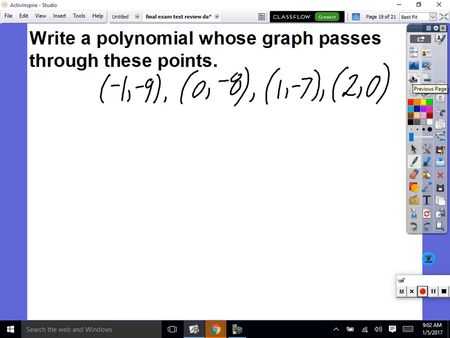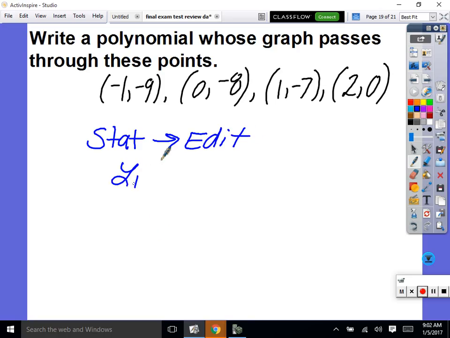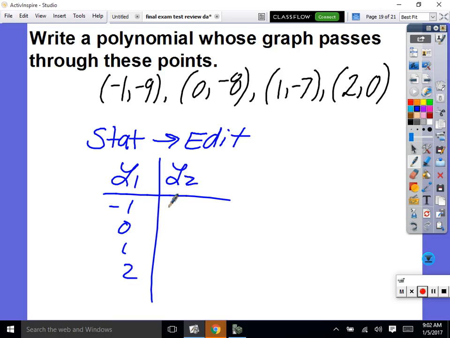So everybody, what you would do is go to stat and into edit. In list 1, you type in your x values. So you type in -1, 0, 1, 2. In list 2, you type in your y values, -9, -8, -7, and 0. Everybody remember how to do this? So do that real quick.